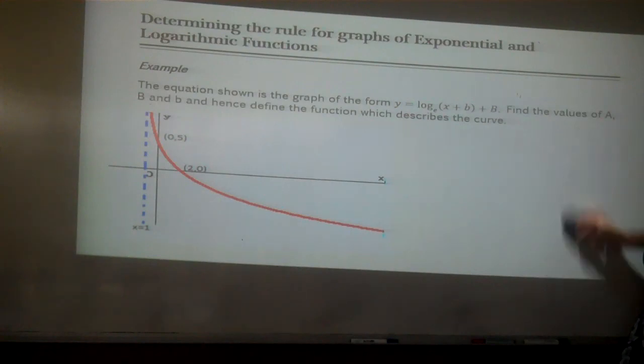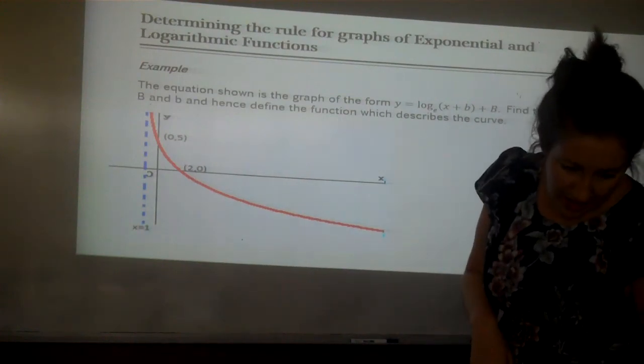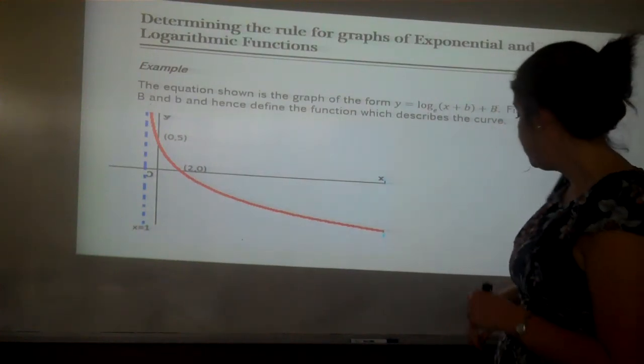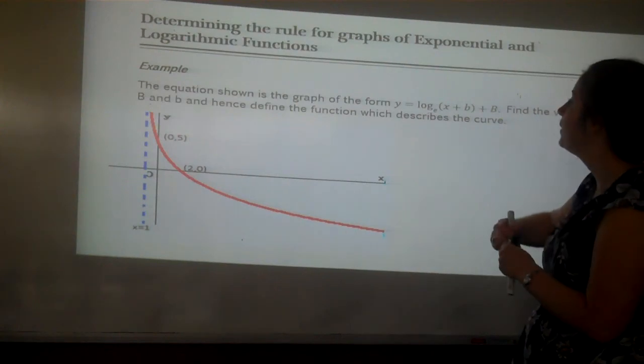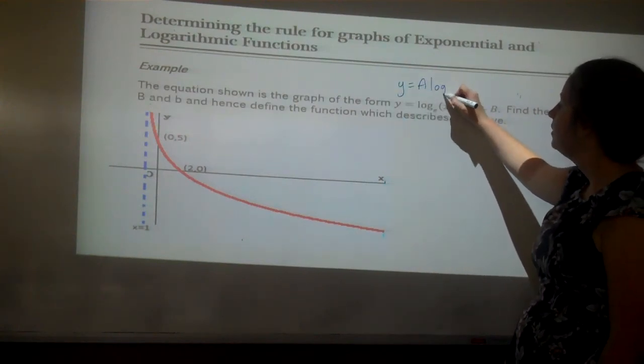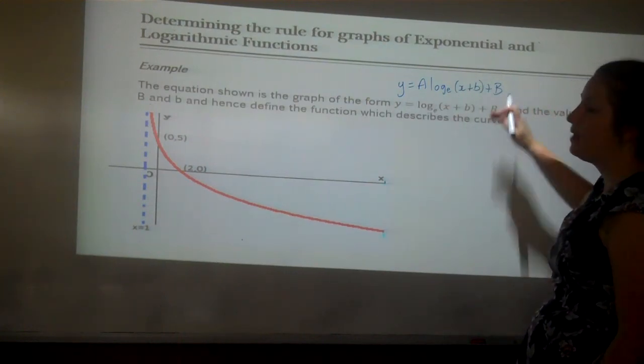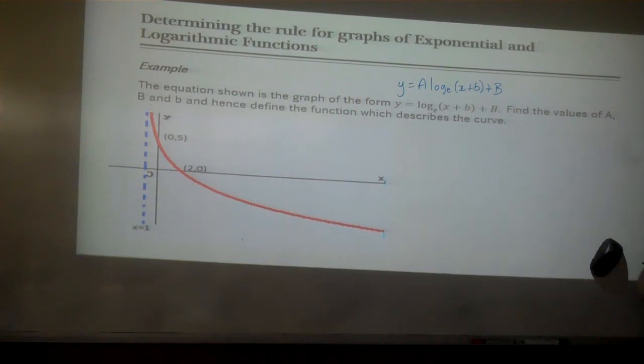We've got two values that we need to find. Oops, I've missed one, haven't I? Find the values of a, b and B. So we do need an a value as well. So if you could just adjust your own sheet so that this equation says y equals a log e of x plus b, plus capital B. So if you could make that adjustment, that would be lovely.